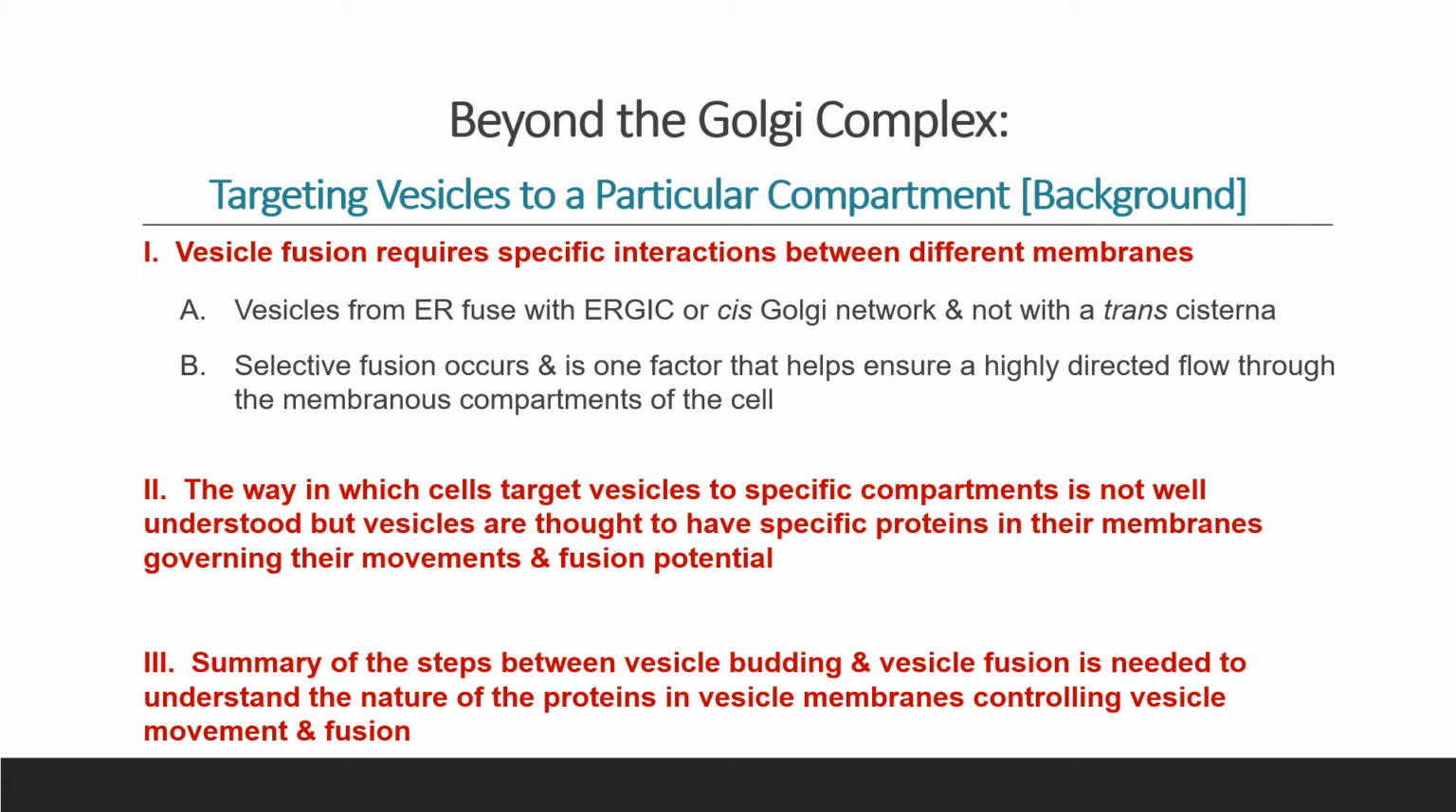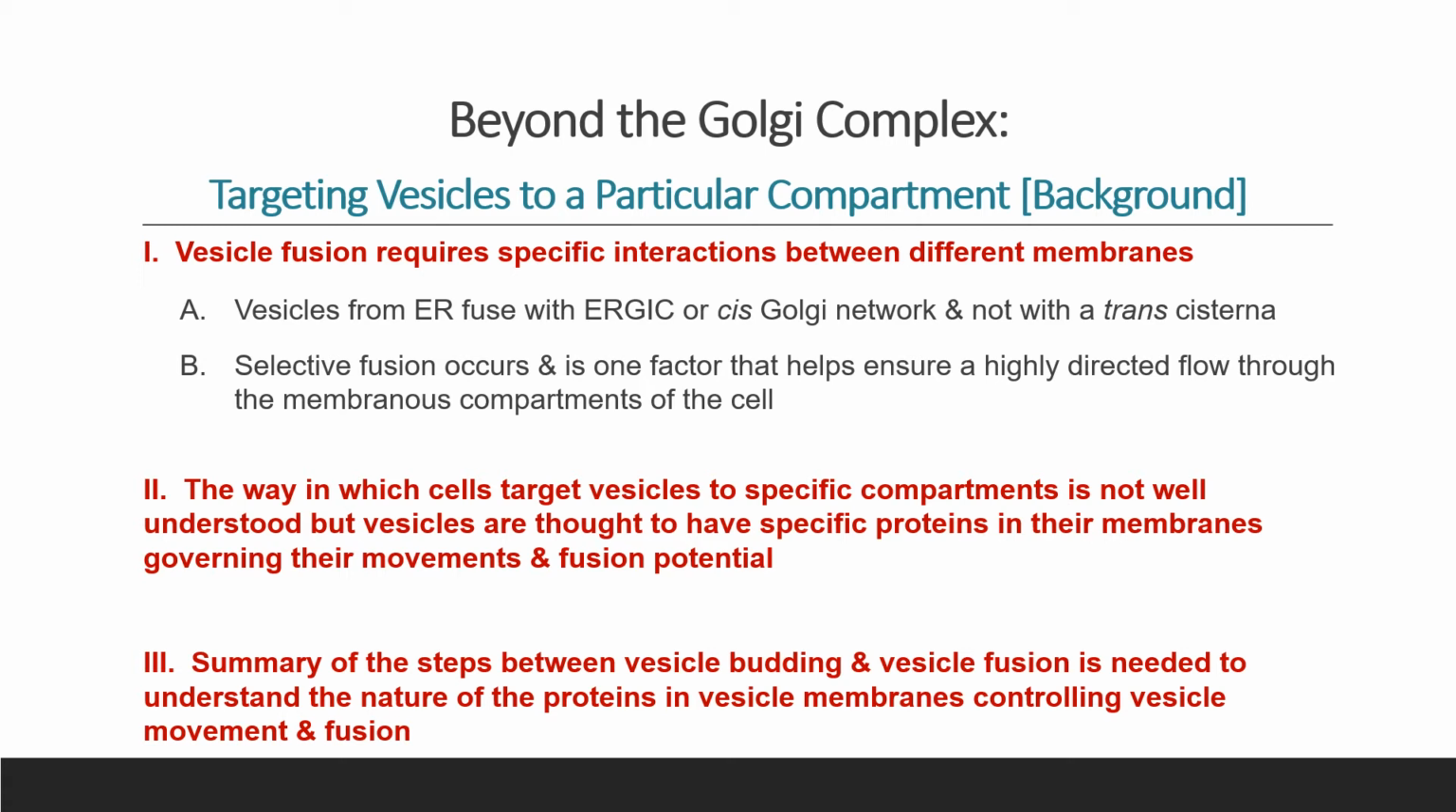So, for targeting vesicles to a particular compartment, vesicle fusion requires specific interactions between different membranes. Vesicles from the ER fuse with ERGIC or cis Golgi network and not with trans-cisterna. Selective fusion occurs and is one factor that helps ensure a highly directed flow through the membranous compartments of the cell.